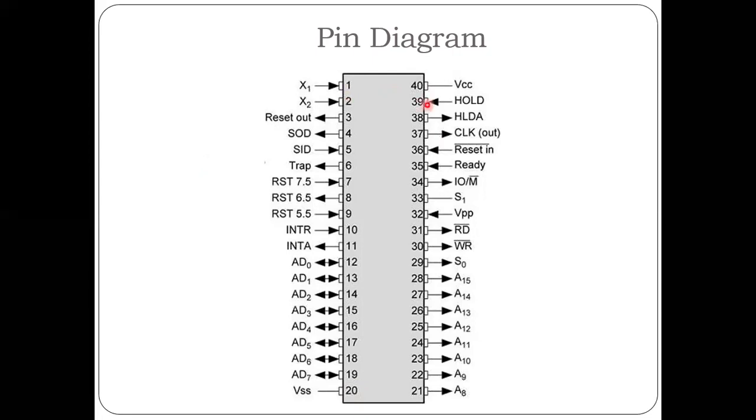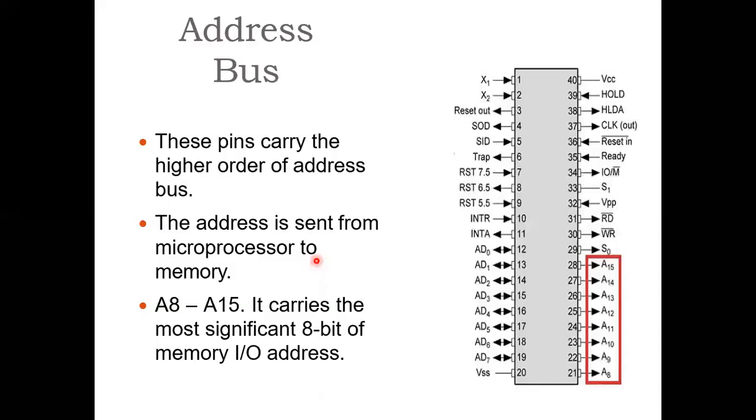So in this pin diagram, we have different kinds of pins. One by one we will see them. So first we will see the address bus. These pins carry the higher order address bus, that is pins 21 to 28. So these pins carry the address of the higher order, that is A8 to A15.